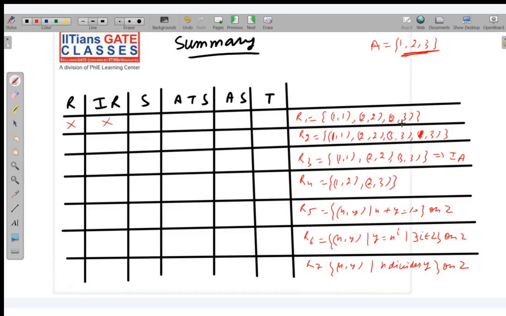Symmetric: 2 3 is there. Where is 3 2? Missing. So symmetric is not there. Symmetric self loops will not create a problem. 2 3 is there, so 3 2 should be there. What about anti-symmetric? Self loops will not create a problem.